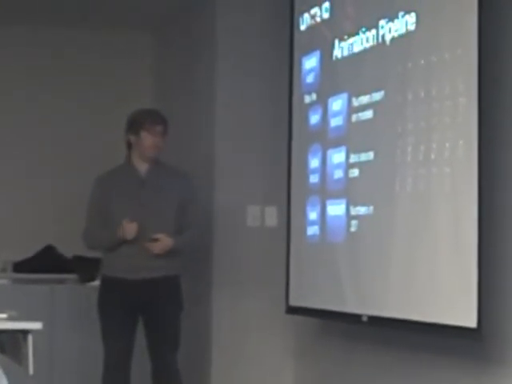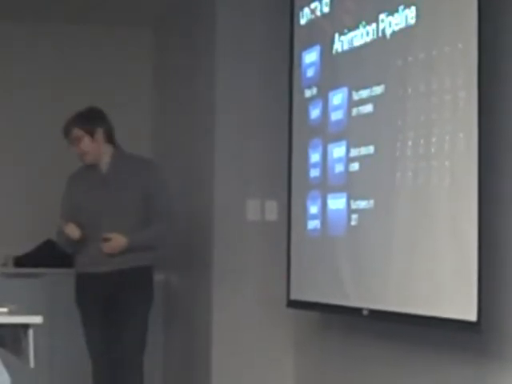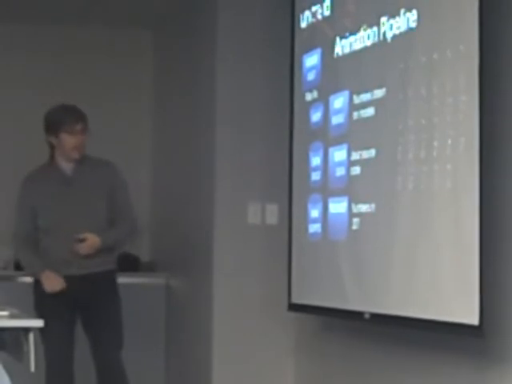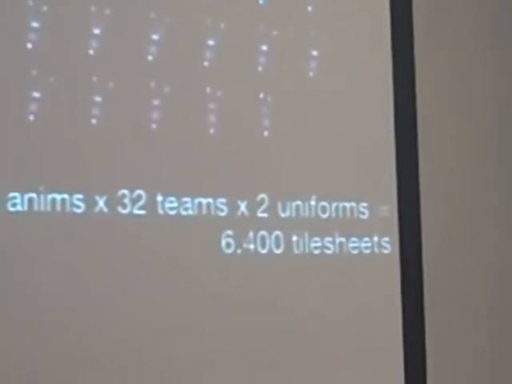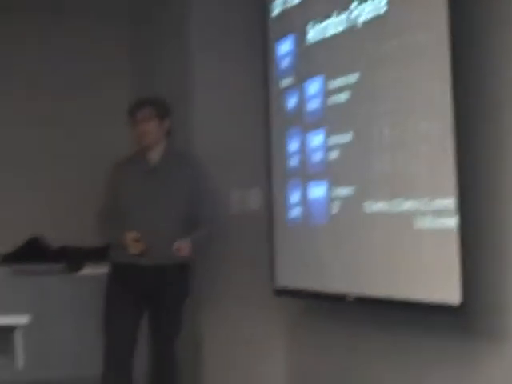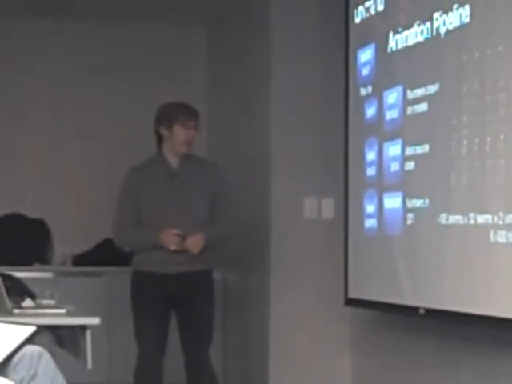We have to render out versions in the home uniform and away uniform for every team in the NFL, and it's a lot. So we've got about 100 animations. So it's not a huge animation space, but we are talking about 6,400 tile sheets. The whole animation making process takes about a week from start to finish.